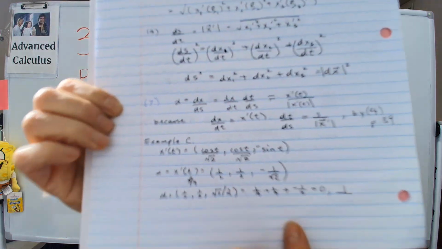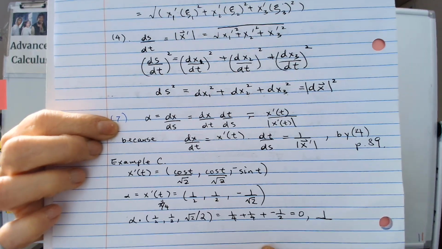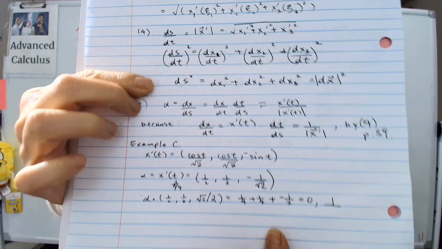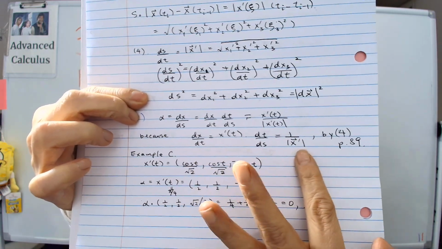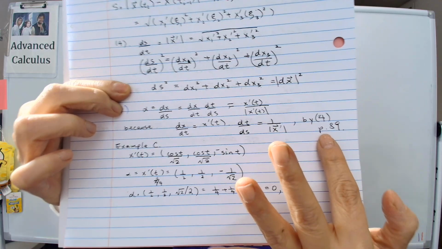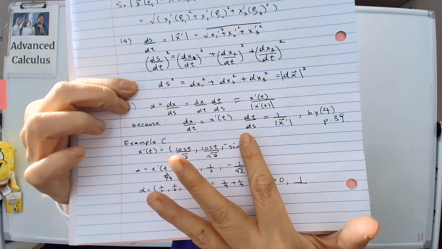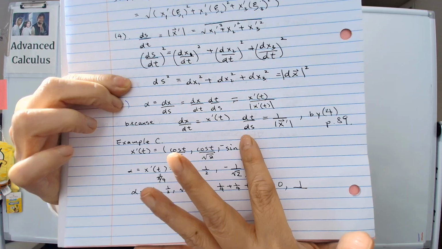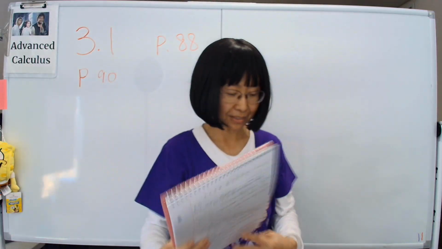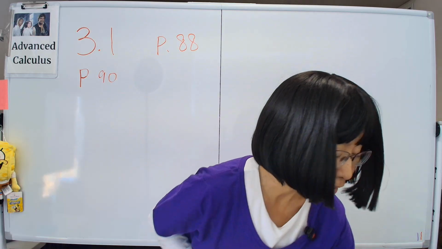I wrote it out a little more here, see? The dx by dt, of course, is x prime of t, but dt by ds is 1 over the magnitude of x prime, because we wrote it by equation 4 on the previous page. Because in equation 4, we wrote it as ds by dt. So we're going to flip it around and call this, okay? That's where that comes from.